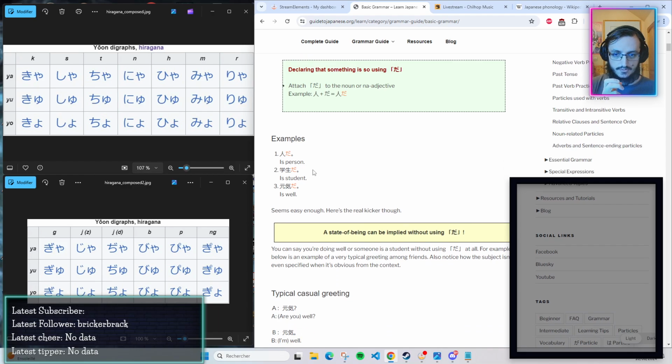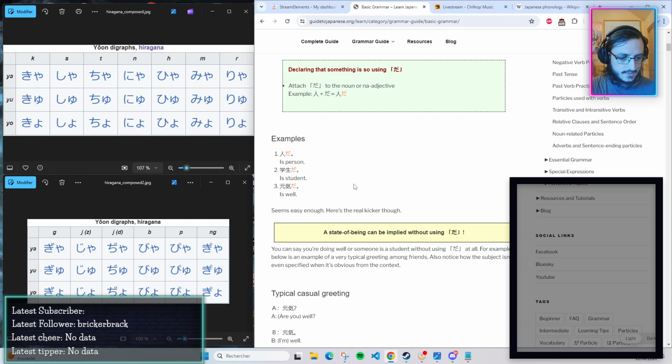But it could also be "I am a student." Gakusei da. In the context I am talking about myself, so I will say gakusei da, and people will know that I'm saying I am a student. A lot of things are omitted in Japanese when the context is clear, and by default, most of the time you just talk about yourself, unless you are clearly showing someone else or stuff like that.